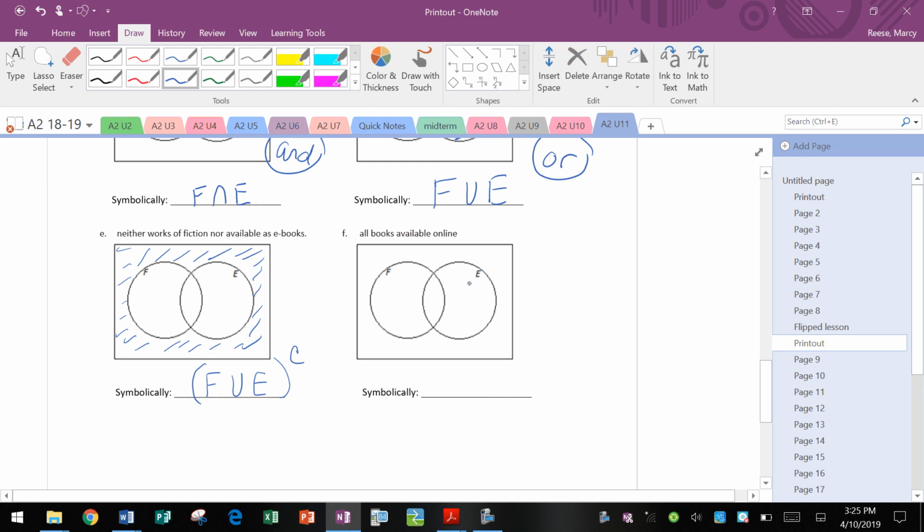And all books available online. That is every single thing in there. Fiction, ebooks, or things that are non-fiction, because I have fiction, so some books that are non-fiction, documentary books, whatever, any of that stuff. So that is the whole entire thing, which is just a big U, okay? We sometimes call that the universal set.